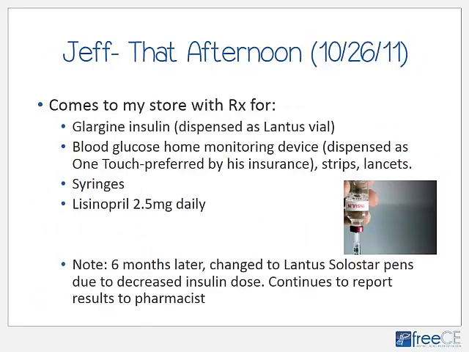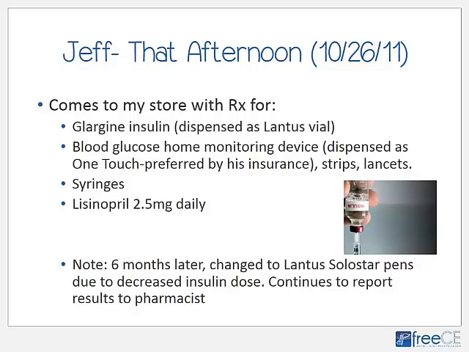That afternoon, Jeff goes to his physician. He comes to my store with a prescription for glargine insulin, which we dispensed as a vial of Lantus, and an order for blood glucose home monitoring. You pick what you want, Pete. One Touch was preferred by his insurance, so that's what we started him on. We educated him on how to use the machine, the strips, and the lancets, as well as syringe disposal. We also provided him with syringes, and he started on lisinopril 2.5 milligrams daily to help protect his kidneys.